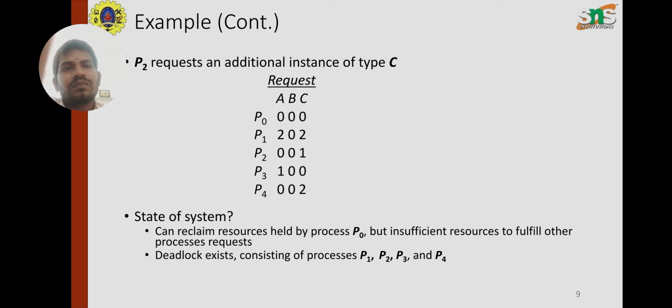Now, suppose P2 requests an additional instance of type C. We have the Request matrix for A, B, C. Is the system safe or not? We can reclaim the resources held by process P0, but there are insufficient resources to fulfill the other processes' requests. So a deadlock exists, consisting of processes P1, P2, P3 and P4.